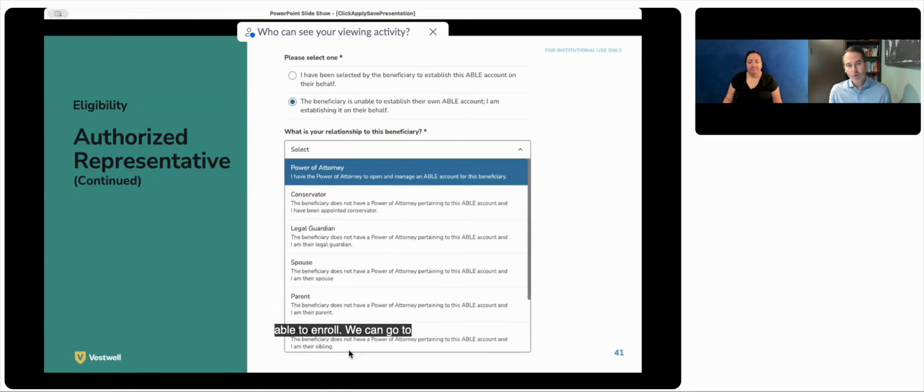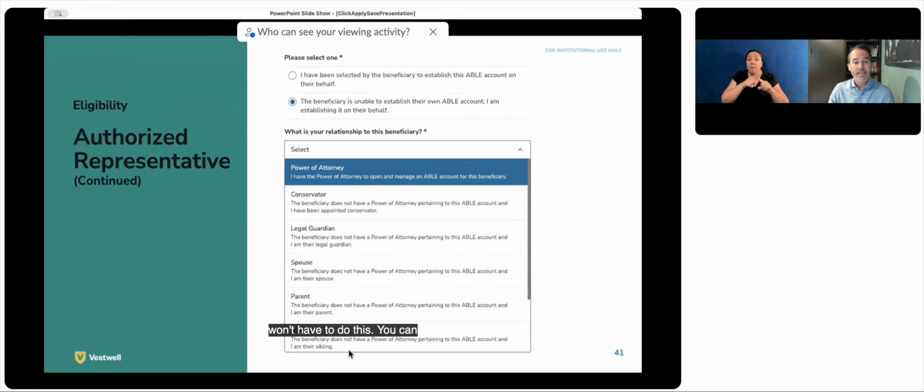If, as mentioned by Lauri, somebody else is opening the account for you, we're tied to making sure that those individuals can legally do that for you. So you'll get to a part of the enrollment flow. And if you're opening it for yourself, you won't even have to do this. It won't even come up for you. You can just move through the process.